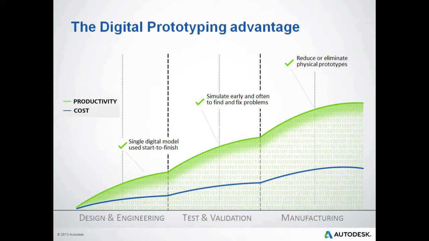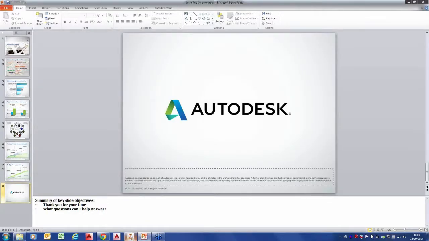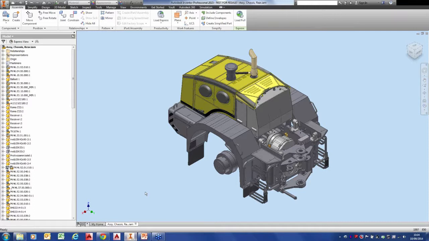So that's the end of the slides. I just wanted to show you those to give you a rough idea of some of the benefits. Now we're going to look at Inventor itself. This is a typical sort of model that you can do in Inventor. It just uses several assemblies, sub-assemblies, parts, and so on.